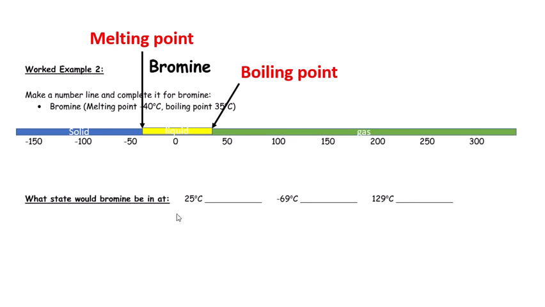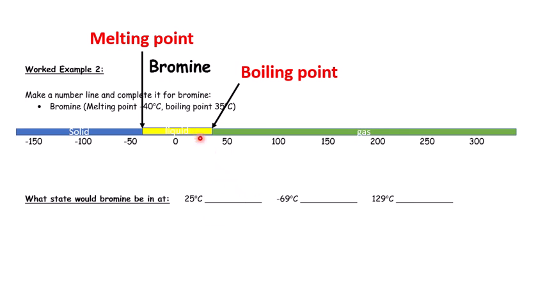So then the question is, what state would bromine be in at 25? So let's go along our number line and find 25. Well, that is 0. That was 35, so 25 must be down about here. So it would be a liquid. So again, you could write in there that it's a liquid.